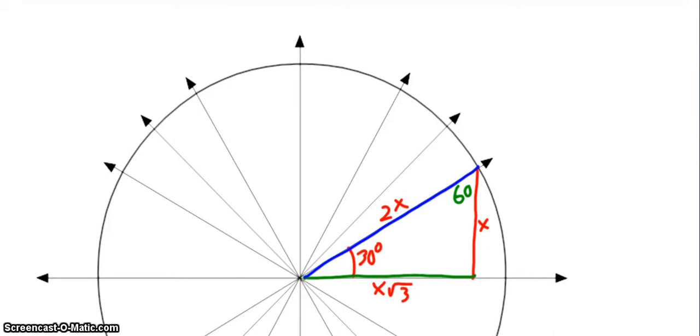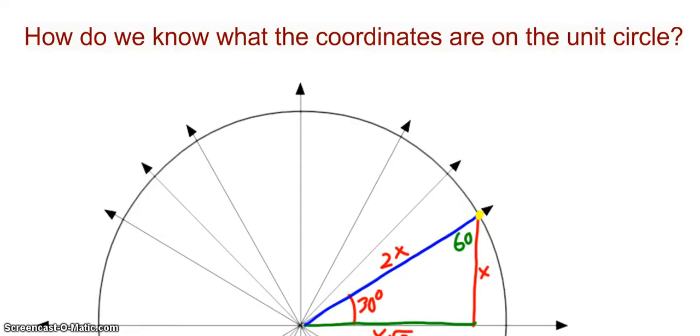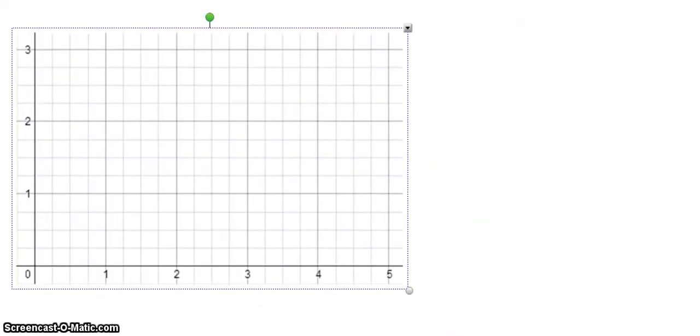And hold on a sec, let me back up for 1 minute. What we're looking for are the coordinates of this point right here. So we want to know the x and y coordinates of this point. Well, the x and y coordinates are going to be... Okay, so that's what our 30, 60, 90 triangle looks like. But let's do something else real quick.